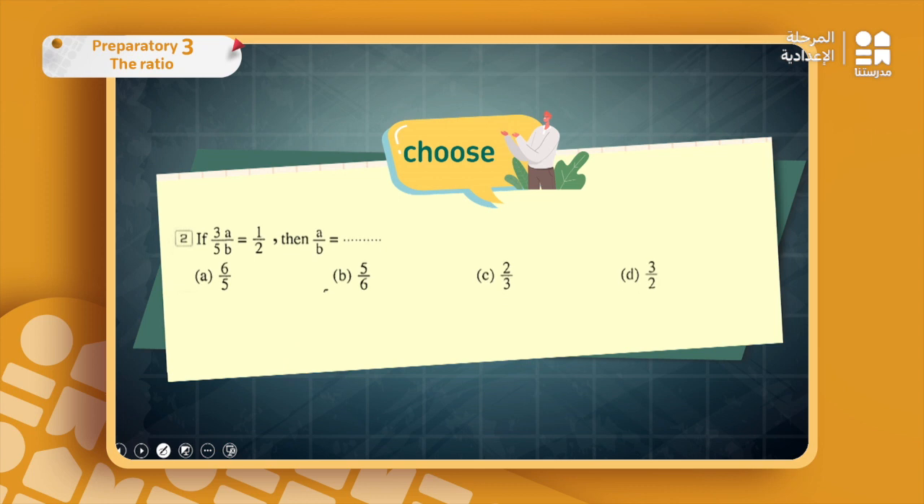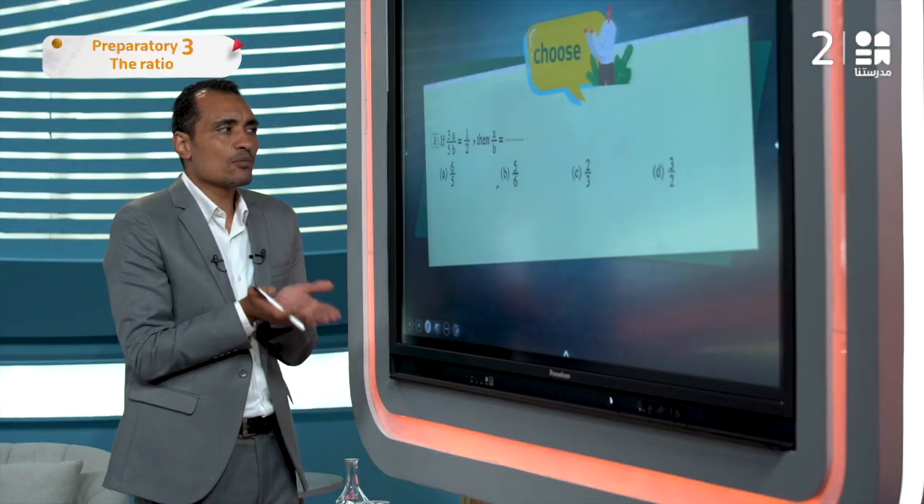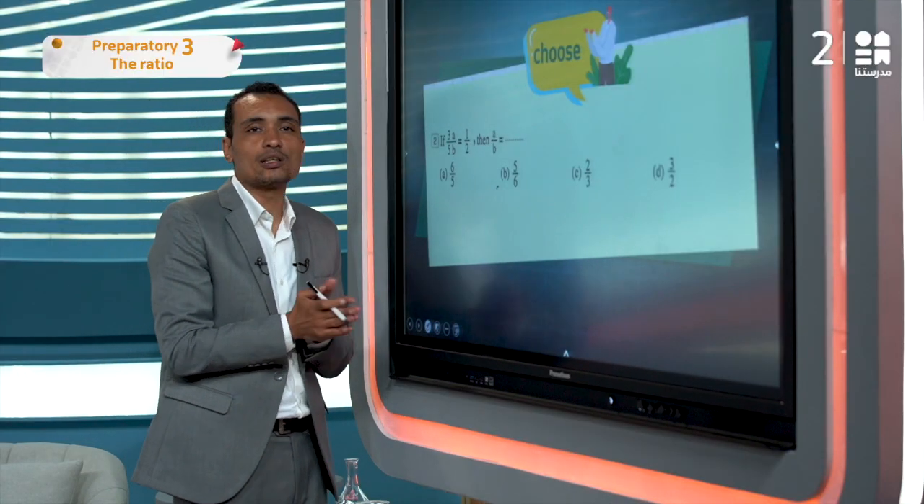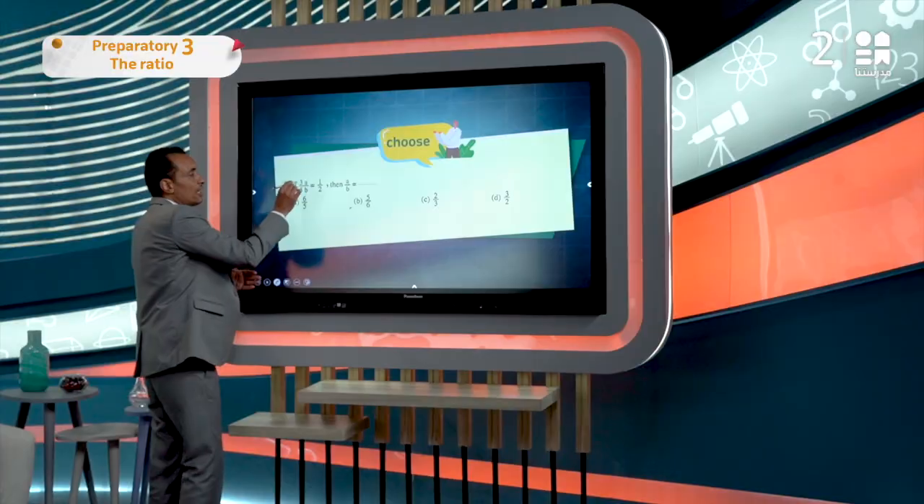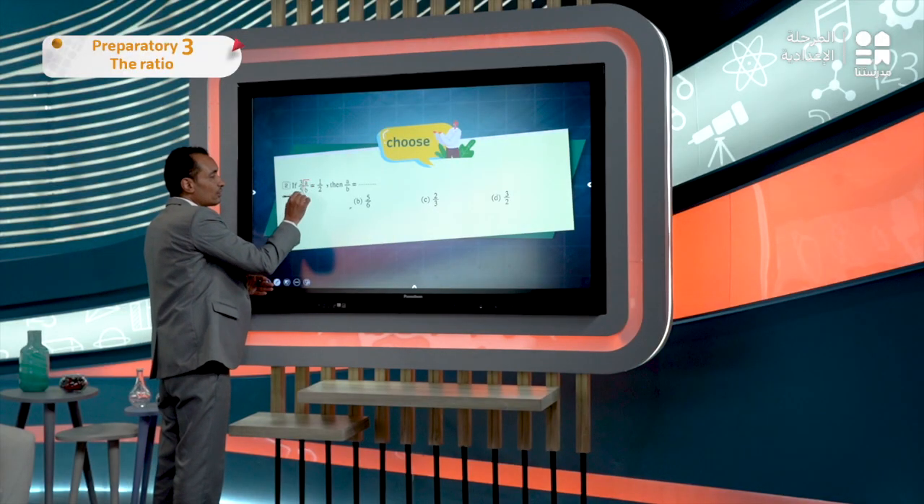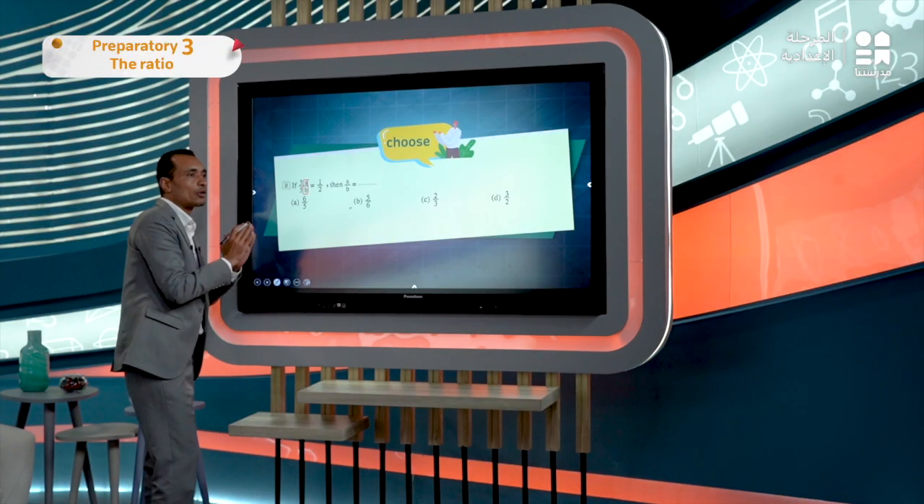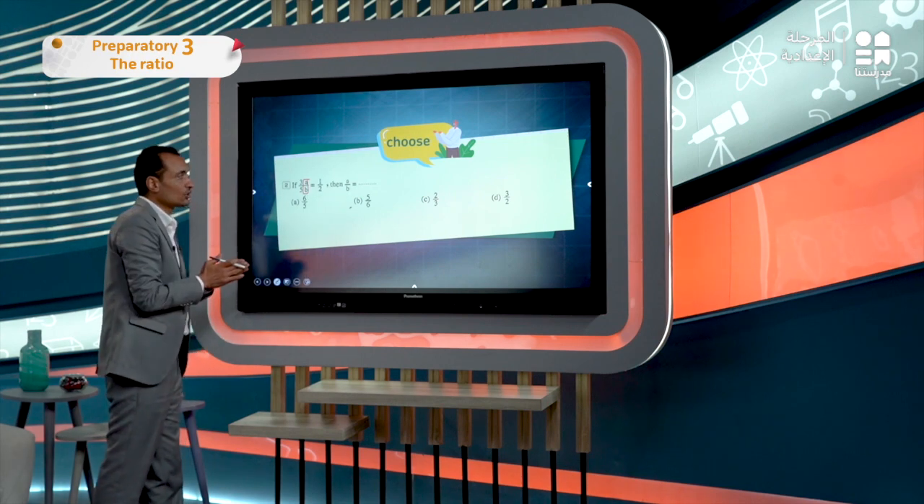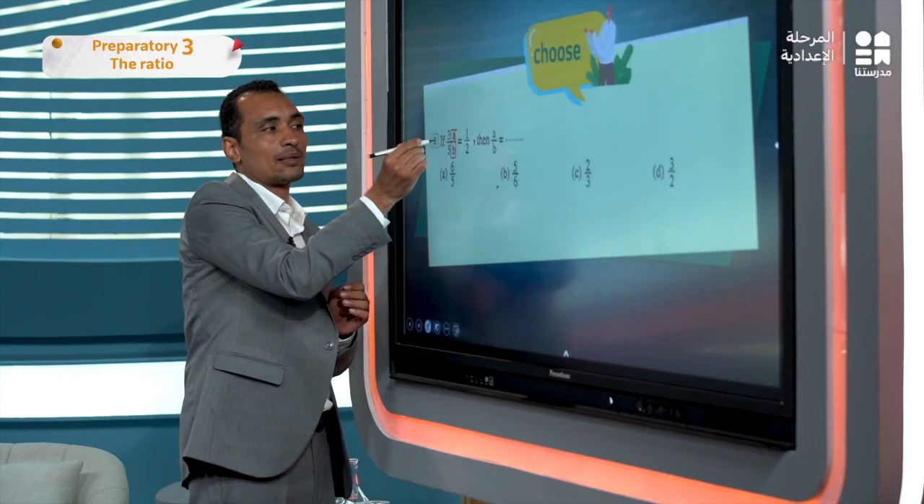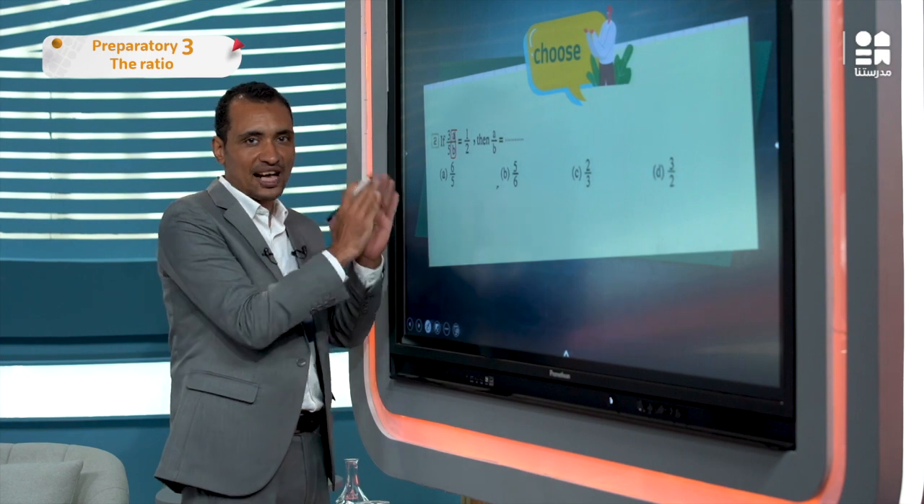If we have 3A over 5B equals 1 over 2 or half, then A over B. طيب أنا ممكن أحل الكويستشن دوت زي ما كنت بحل أي equation. I want to isolate A over B. أنا عايز A over B كل واحدها، هو ده المطلوب. طيب A over B here is multiplied by 3 over 5 as a fraction.